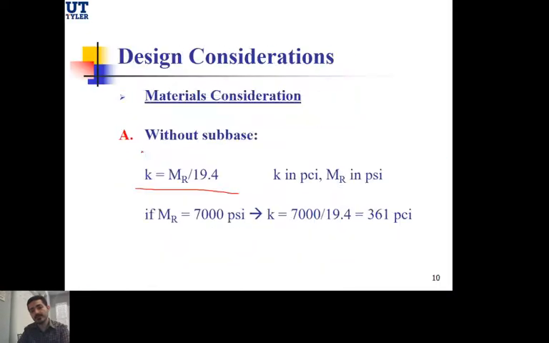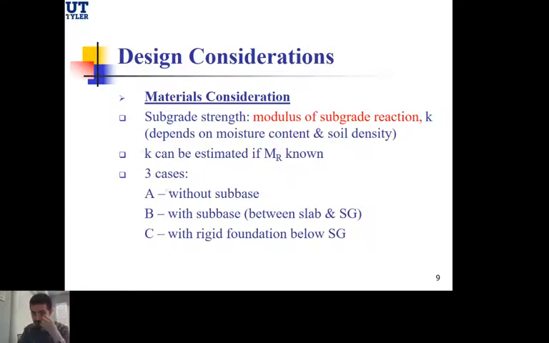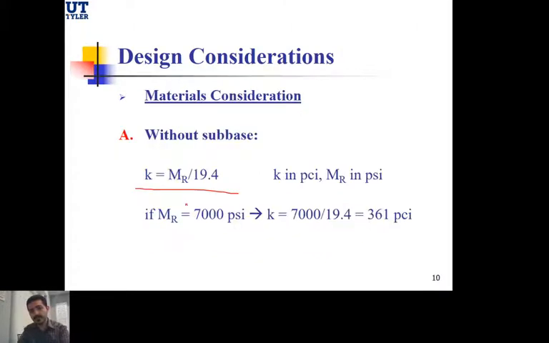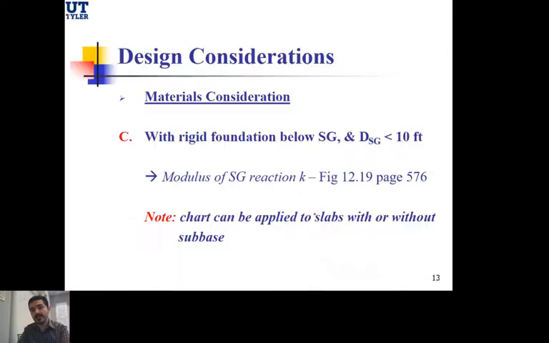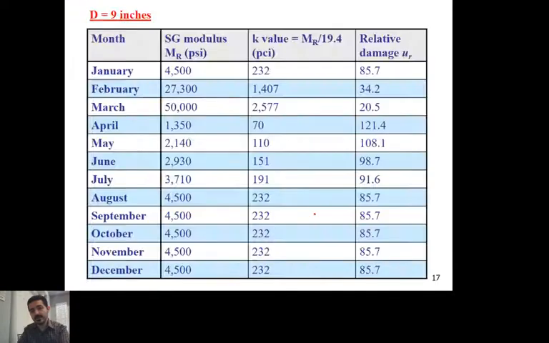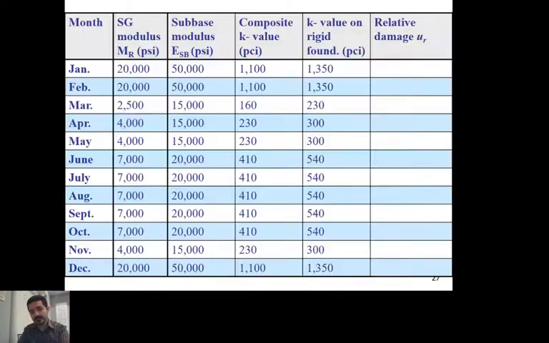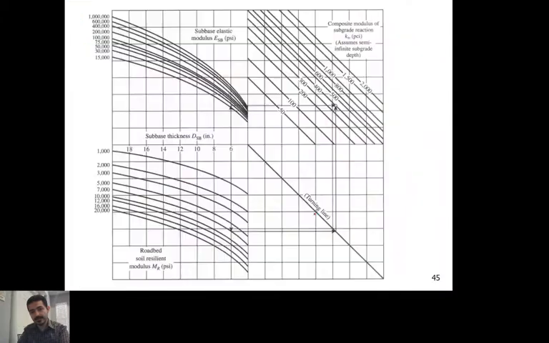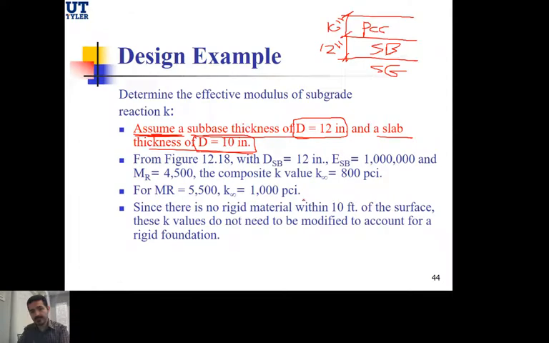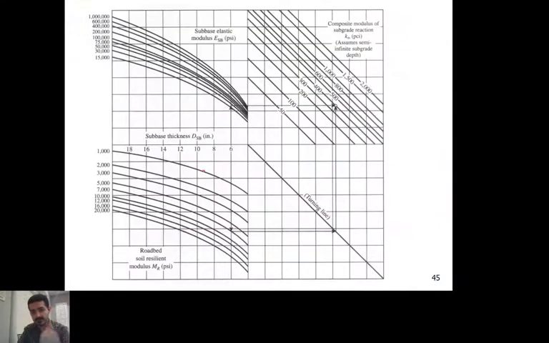Right here. I'm going to start with the first two cases. Do I have a subbase or do I not have a subbase? In this case, I do have a subbase. Therefore, I'm going to follow case B. To do case B, we need to follow this graph right here. I'm showing you that we're using this table quite a bit. So we need to use this graph. How can I use this graph?